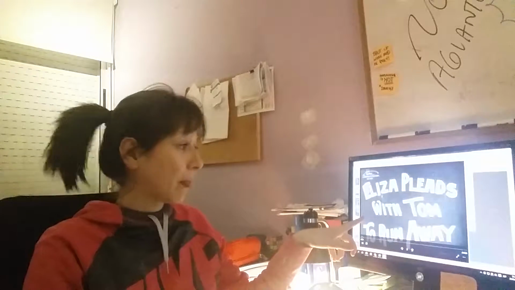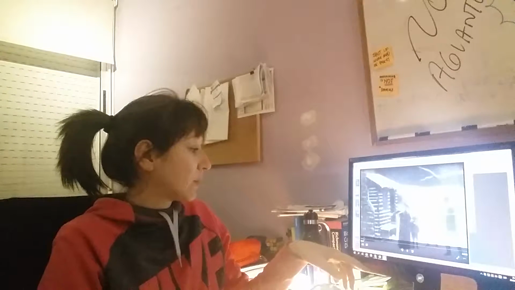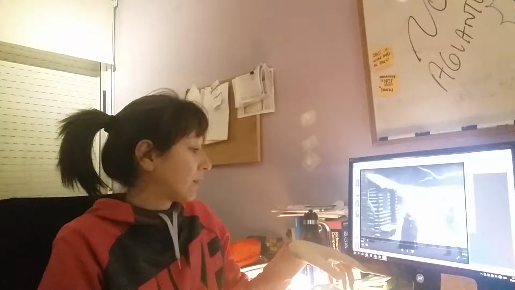So as you can see, you have here the title. That was the title of the movie. Elisa pleads with Tom to run away. So it's explaining what is going on. So have a look. Elisa is running away, but we cannot listen to what she says. But we have the description of the scene right there, with these intertitles that appeared between the sequences. So as you can see, okay.